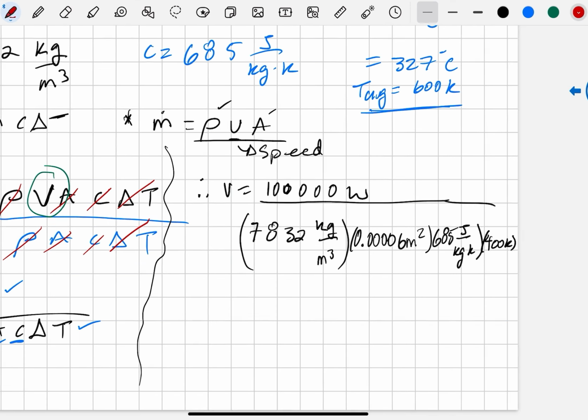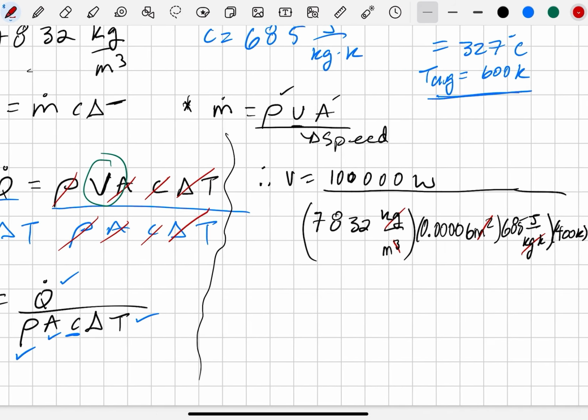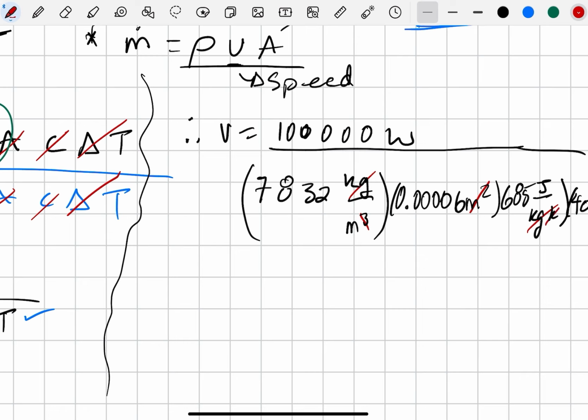Let's start canceling units. So kilograms cancel out. What else cancels out? Meters square cancels out with 2 of them, which leaves me with only one. Kelvins cancel out as well. All right. What else? I think that's it.